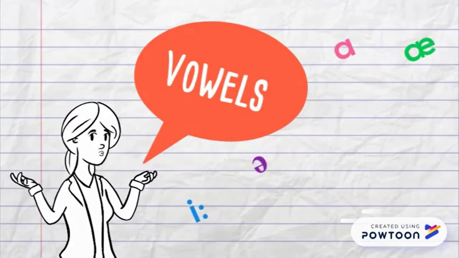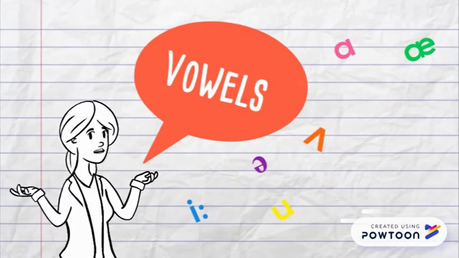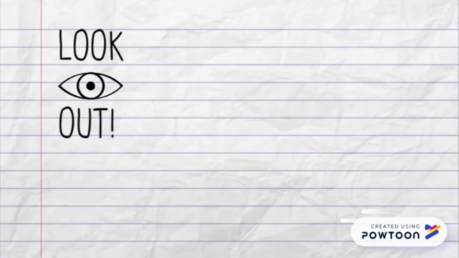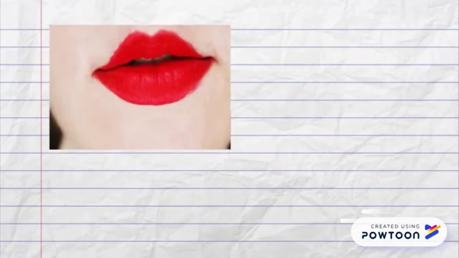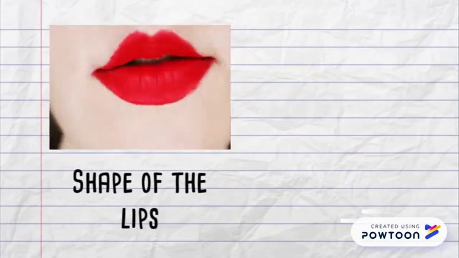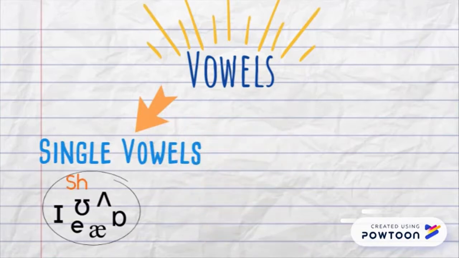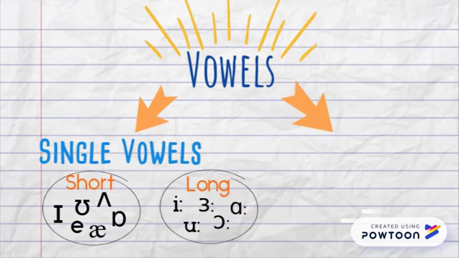If you try producing a vowel sound, you will notice how your tongue changes positions without obstructing the air. You will also notice how the shape of your lip changes as well as your lower jaw moves. Vowels are divided into single vowels that can be short or long and into diphthong.